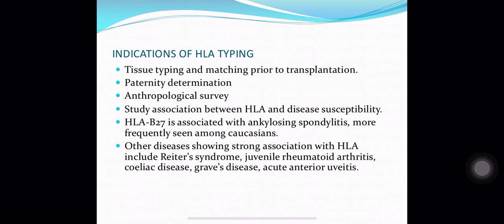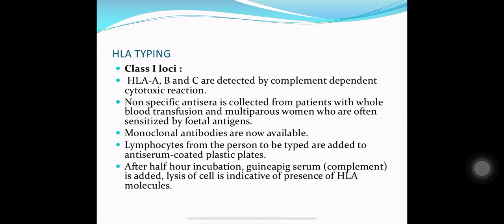Then paternity determination, anthropological surveys, and studying the association between HLA and several diseases. It has been found that ankylosing spondylitis is associated with HLA-B27, and some other diseases like rheumatoid arthritis, Reiter's syndrome, Graves' disease, celiac disease, etc. have been associated with some particular HLA types.